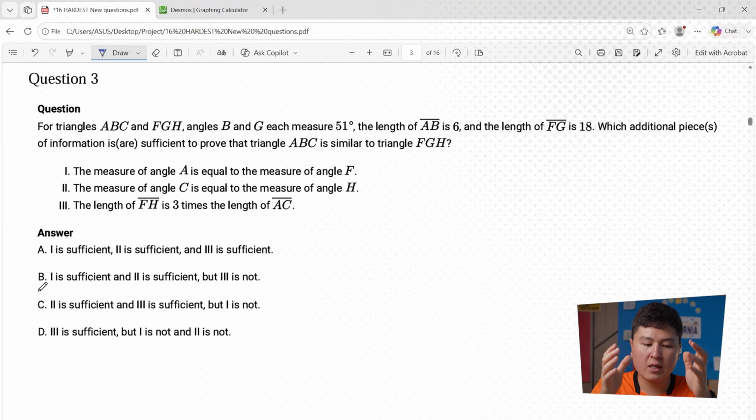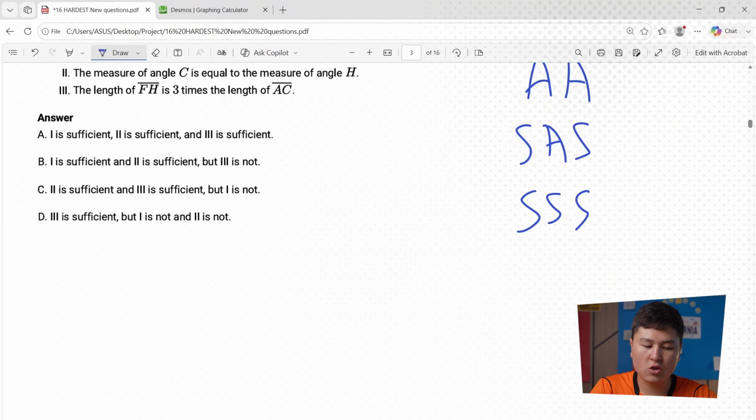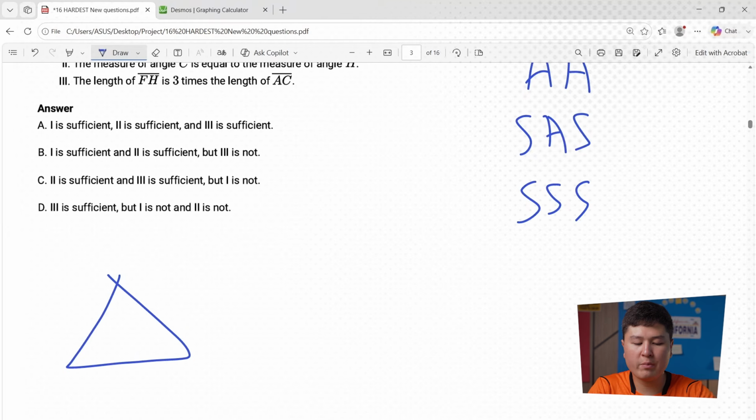And then we have question 3. For triangles ABC and FGH, angles B and G each measure 51 degrees. The length of AB is 6, the length of FG is 18. Which additional piece of information is sufficient to prove that triangle ABC is similar to triangle FGH? So it's asking about similarity, and we know there are 3 rules of similarity: angle-angle, angle-side-angle, and side-side-side. So now let's just draw and see which of the following is matching.